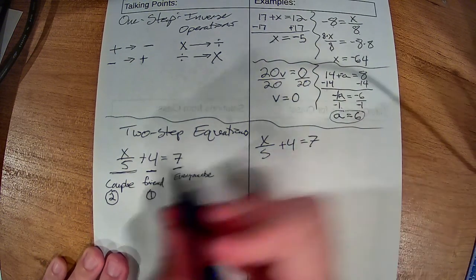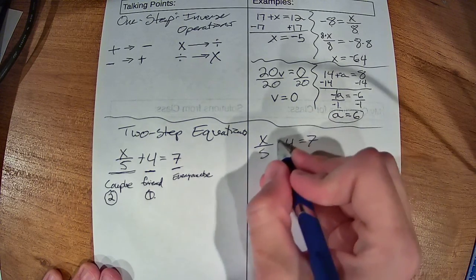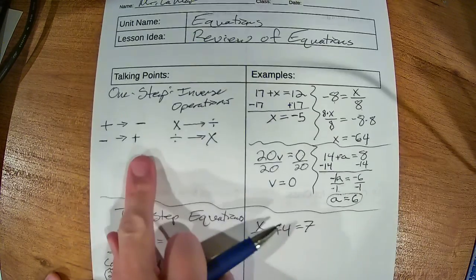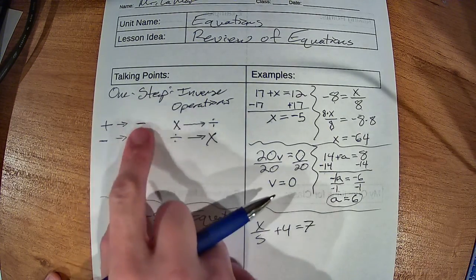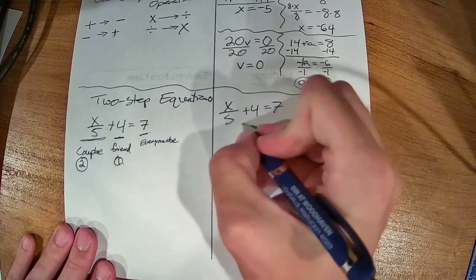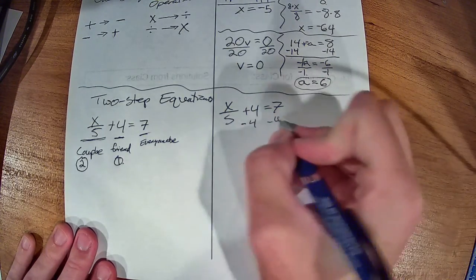So let's see what we get. Remember, the first thing we're going to do is get rid of the friend. So that is a positive 4. We're adding 4. So go back to our inverses. Since we got an addition situation, we're going to subtract. So let's subtract 4 here on both sides.